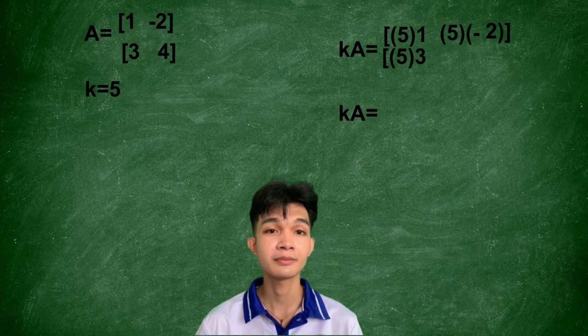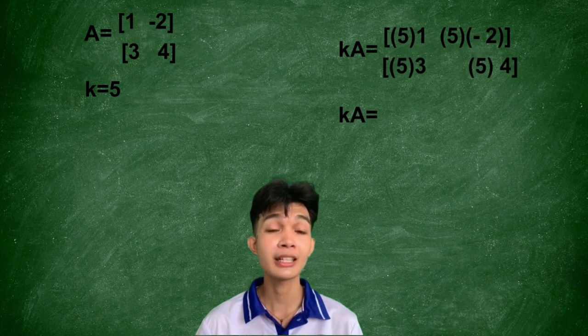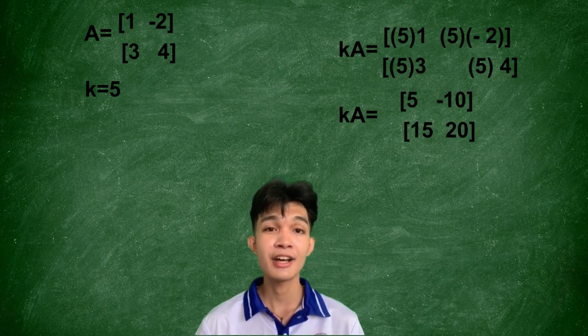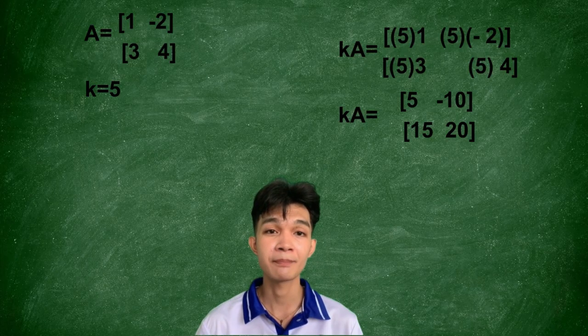So, 5 times 1 is 5, 5 times 3 is 15, 5 times negative 2 is negative 10, and 5 times 4 is 20. When we pull it all together, we get the new matrix. 5A equals 5 and 15 in the first column and negative 10 and 20 on the second column.